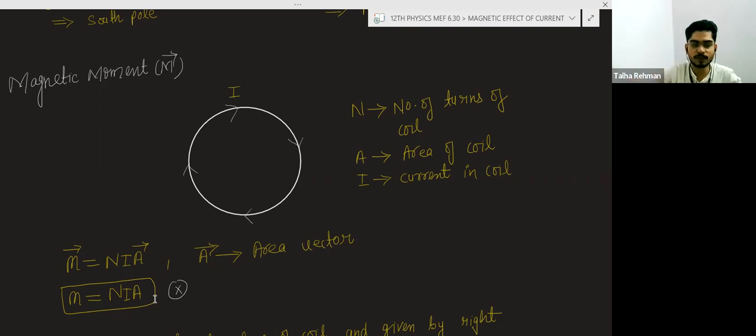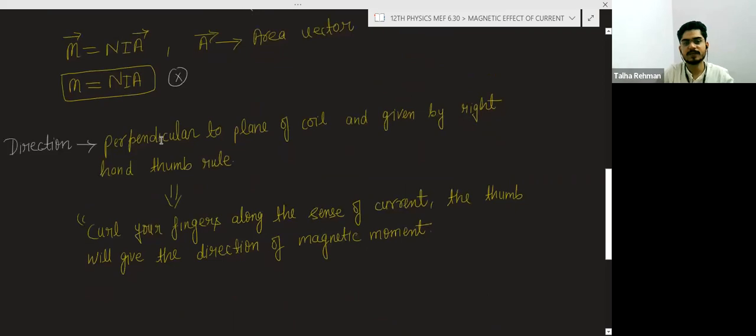So here, when you do this, you will get the direction inwards. This is the perpendicular direction of the magnetic moment. The magnetic moment will always be perpendicular to the plane of the coil. If the coil is in the xy plane, then your magnetic moment will be along the z axis. This is given by the right hand thumb rule: curl your finger along the sense of current, and the thumb will give the direction of the magnetic moment. Just note it down.